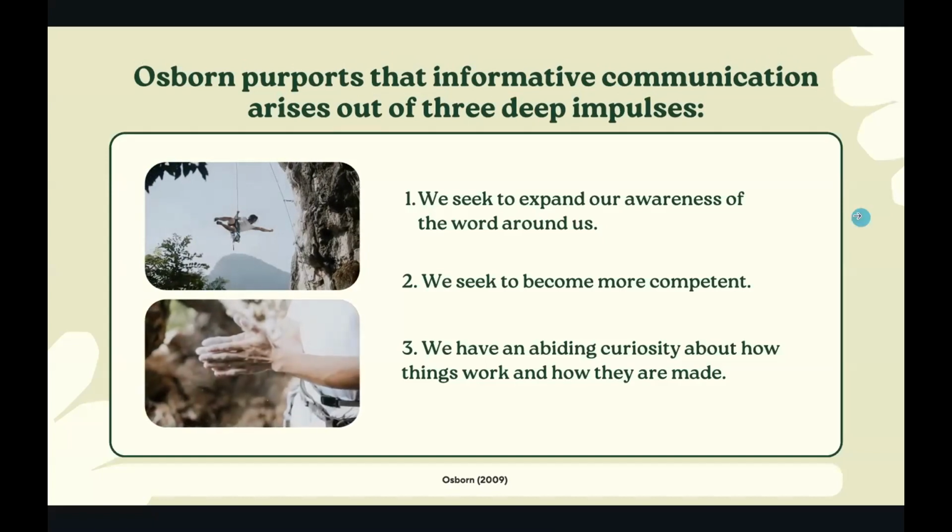We have here now, from Osborne, he purports that informative communication arises out of three deep impulses. One is because we seek to expand our awareness of the world around us. Number two, because we seek to become more competent. And number three, because we have an abiding curiosity about how things work and how they are made. That's why we seek more knowledge and the need to be informed.